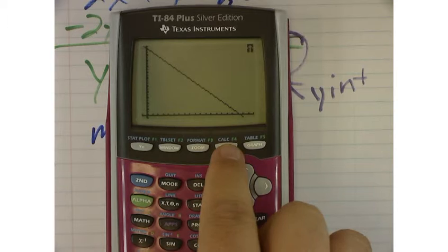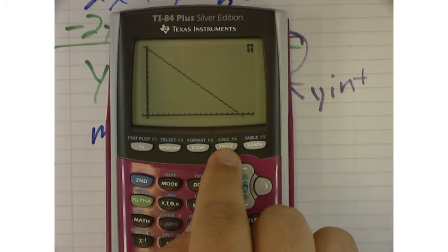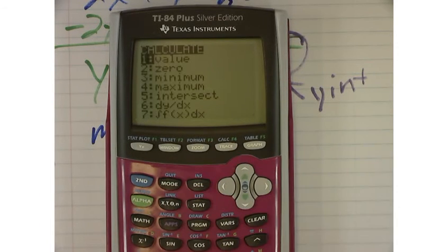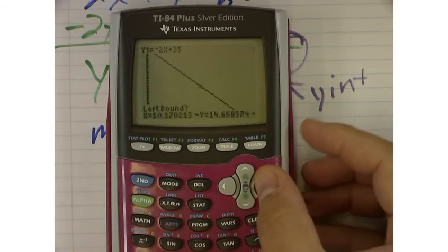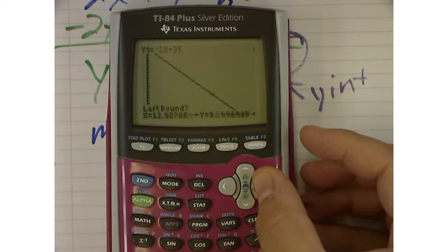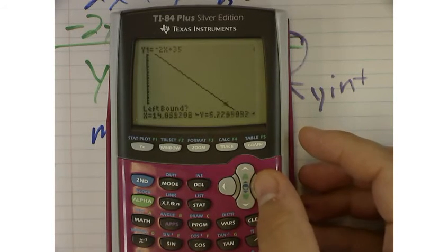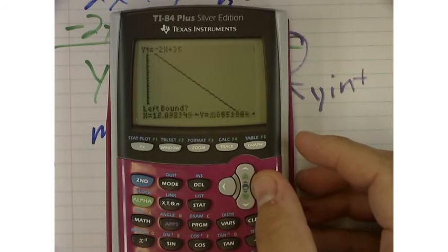Second trace, because it says calc above trace, so we really want the calc menu. And we're going to calculate the zero, because the zero of the function is the x-intercept. It's also called the root. It's also called the solution. If we hit that, it's going to say the left boundary. So what the calculator is asking me to do is to move this cursor just a little bit to the left of where it crosses the x-axis.